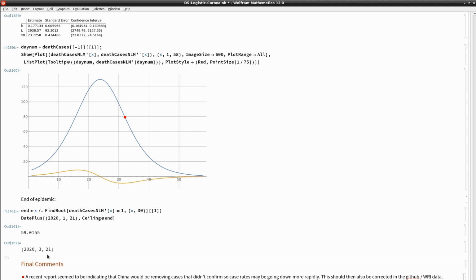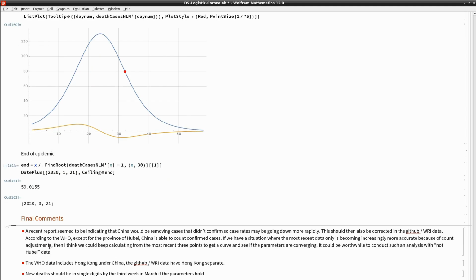Okay, in closing, I'd like to make a couple of final comments. A recent report seemed to be indicating that China would be removing cases that didn't confirm, so that case rates may be going down even more rapidly. I think this should then also be corrected in the GitHub or Wolfram Research data. And according to the WHO, except for the province of Hubei, China is able to count confirmed cases. This would be great. The confirmed cases are a good predictor, not just the death data.